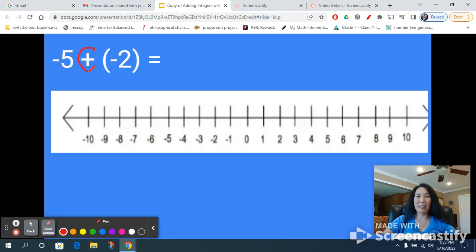-5 plus -2. Number line dance starts at 0. -5, negative to the left. So I'm going to go -5. Now I'm here at -5. From here, I'm going to go -2 to the left. 1, 2, and I end up here at -7. So -5 plus -2 is equal to -7.